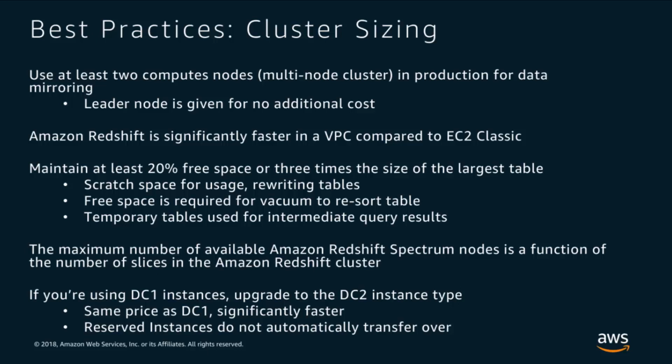There probably aren't very many of you out there running EC2 Classic, but if there is anyone listening that is running EC2 Classic, please switch to a VPC. Typically, customers see somewhere in the neighborhood of a 2x performance increase by switching from EC2 Classic to VPC, and there is no cost in making that switch. The other thing is if you also have DC1 instances, you can move those to DC2, and we will even convert your reserved instances over from DC1 to DC2. DC2 is significantly faster than DC1.